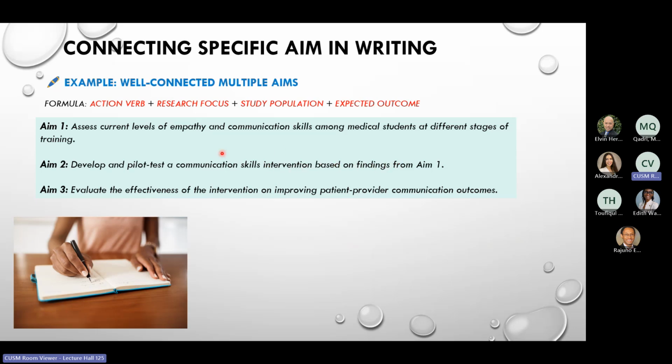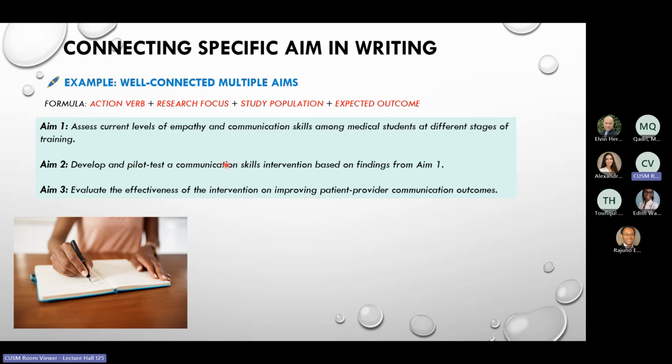And if you recall from aim 1, we're assessing current levels of empathy and communication skills among medical students. And aim 2, develop and pilot test the communication skills intervention with those students. Aim 3, evaluate the effectiveness of the intervention on improving patient-provider communication. So aim 2 is develop and pilot test the communication skills intervention, and aim 3 is evaluate the effectiveness of that intervention. Notice the common thread here is communication skills training with medical students.